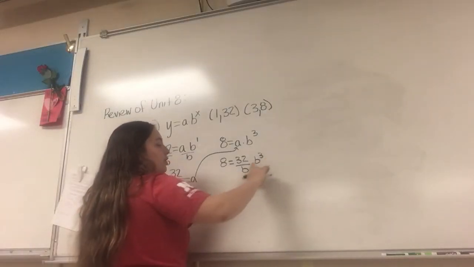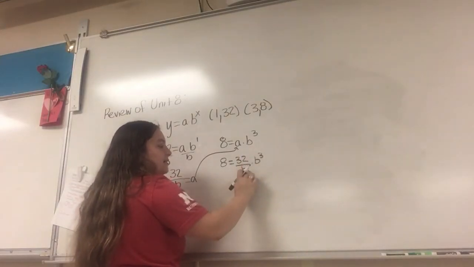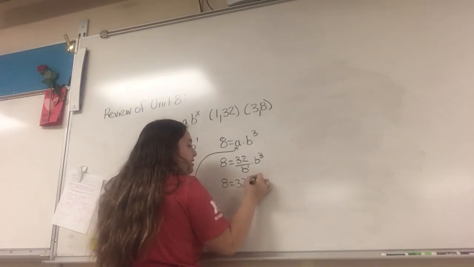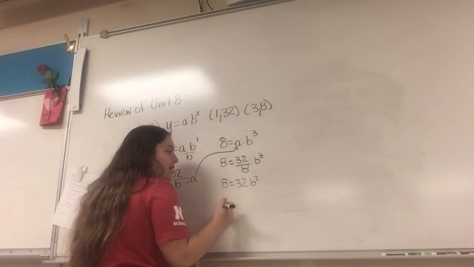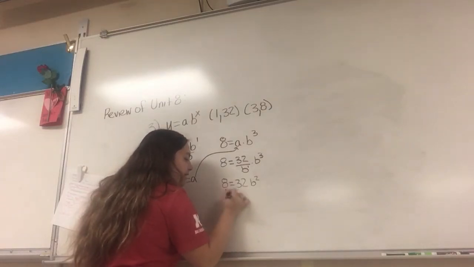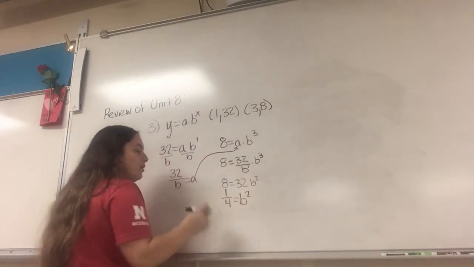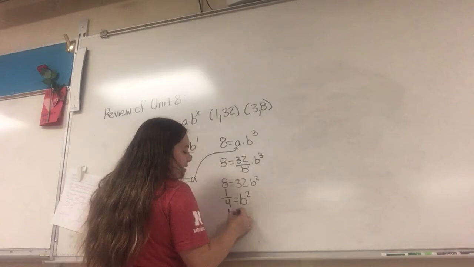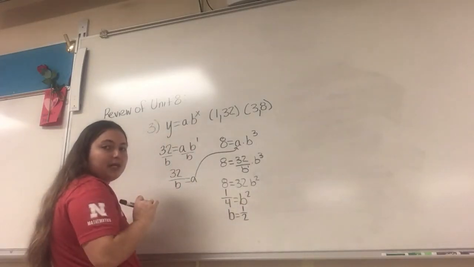So we have b cubed over b. So what that is, remember, it's 3 minus 1. So we're going to be left with 8 equals 32b squared. We're going to get b squared. We're going to get 8 divided by 32. That is the same thing as 1/4 equal to b squared. We square root both of them. We only need the positive, so b equals 1/2. So that gives us B.